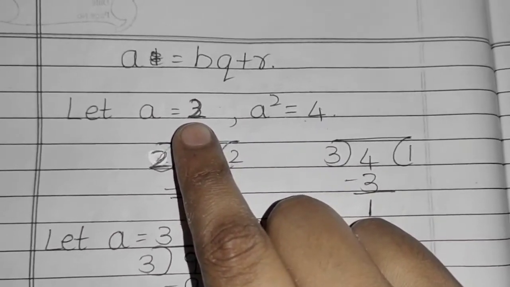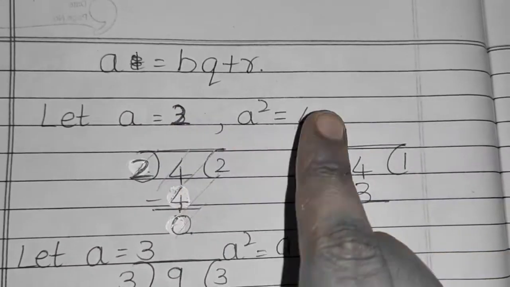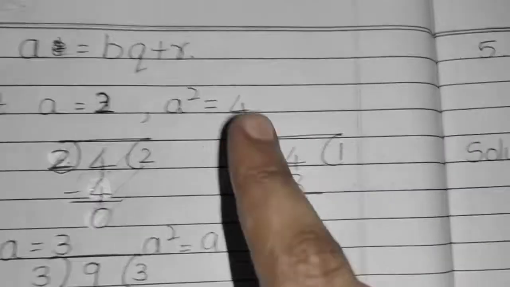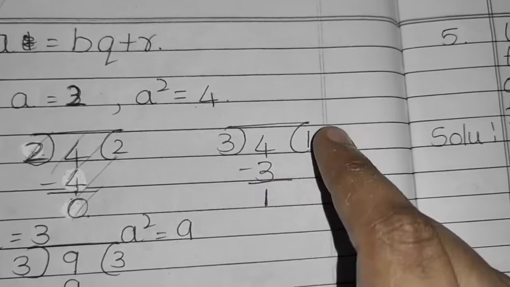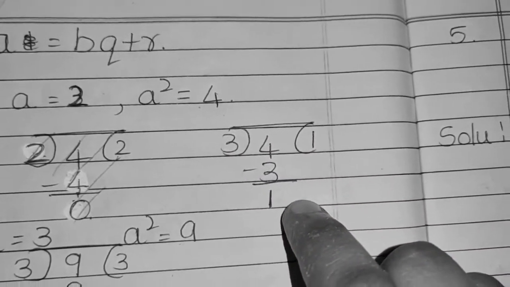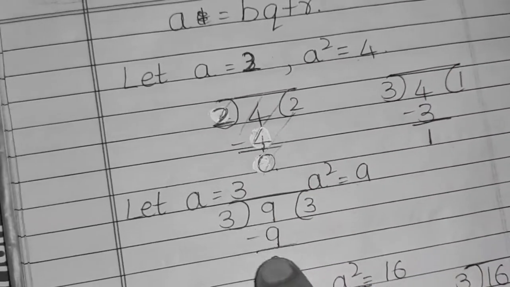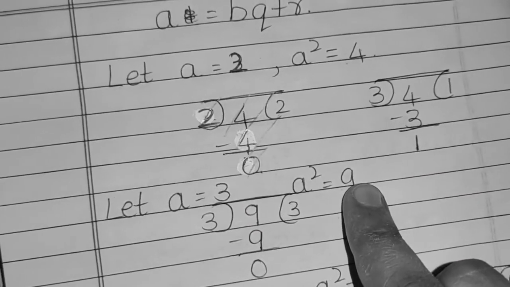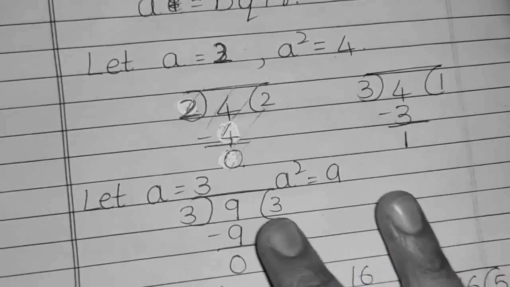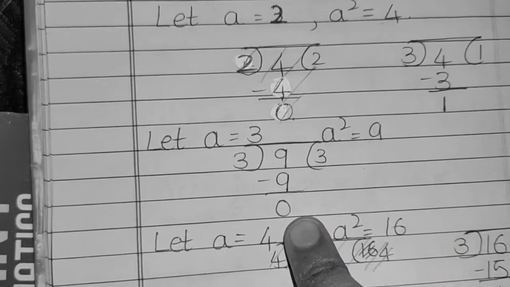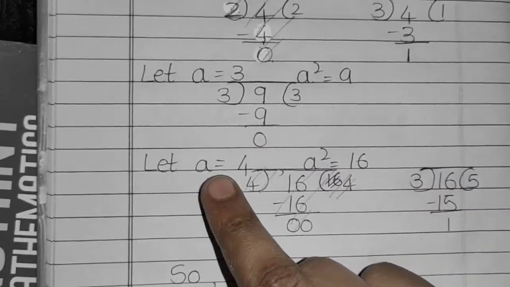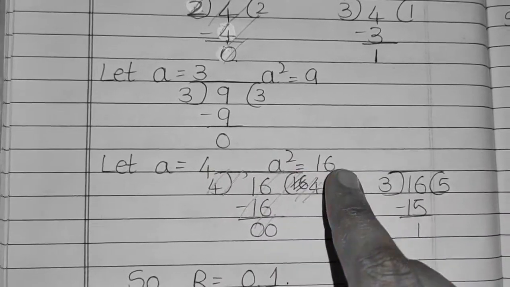Let a be 2. The square of a is 4. 2 2s are 4. So we have to divide 4 by 3. 3 1s are 3. 4 minus 3 is 1. Let me take the next example. Let a be 3 and a square is 9. 3 3s are 9. So the remainder is 0. Let me take the next example, that is a is 4 and a square is 16.